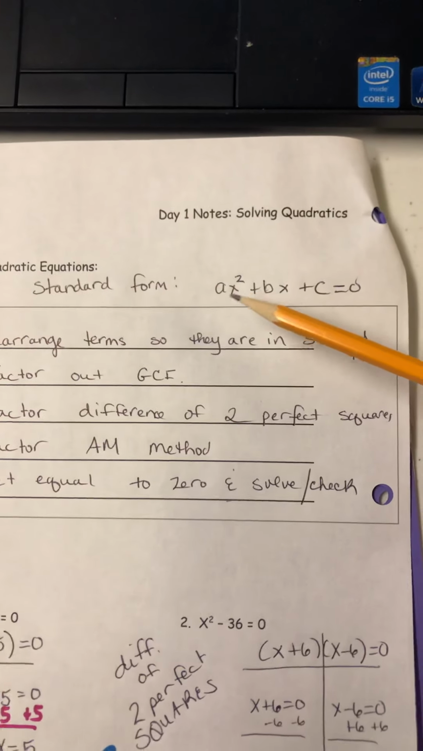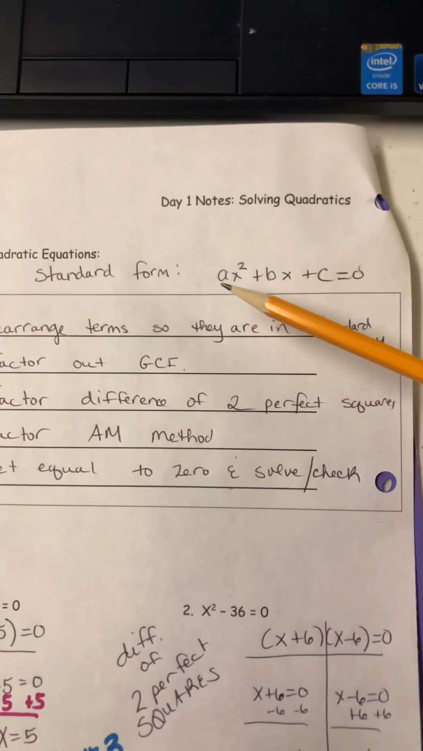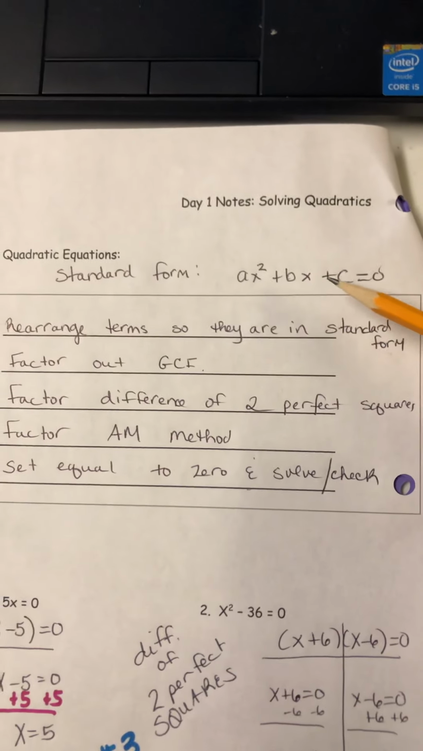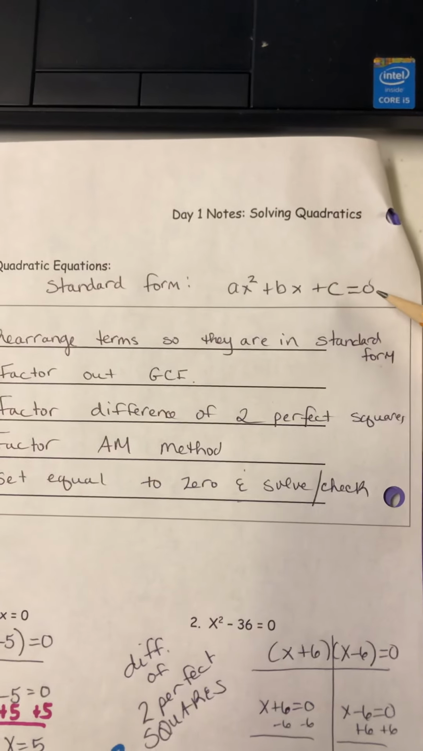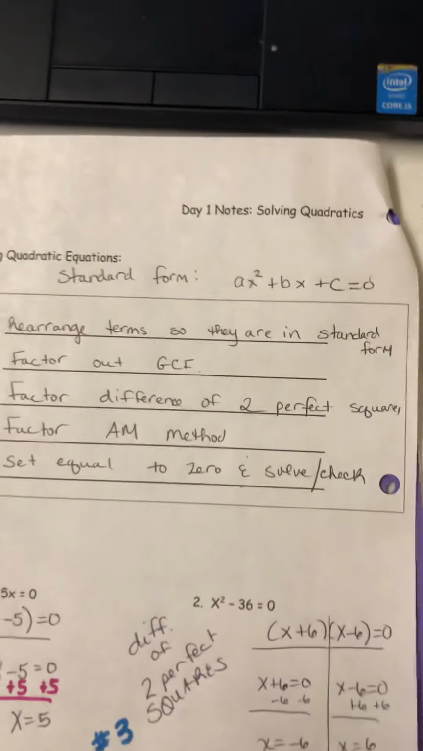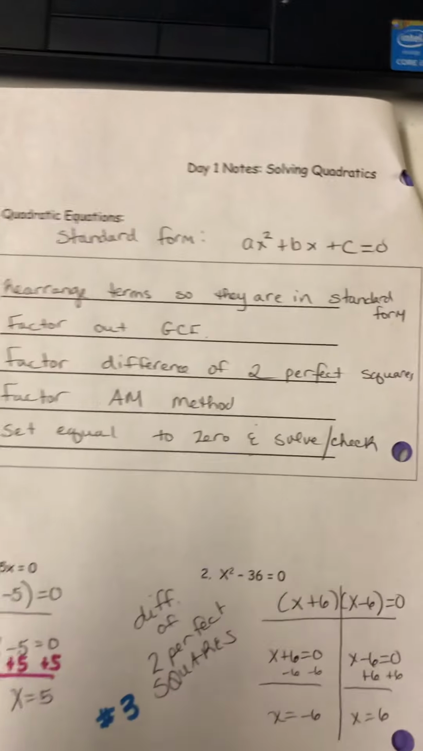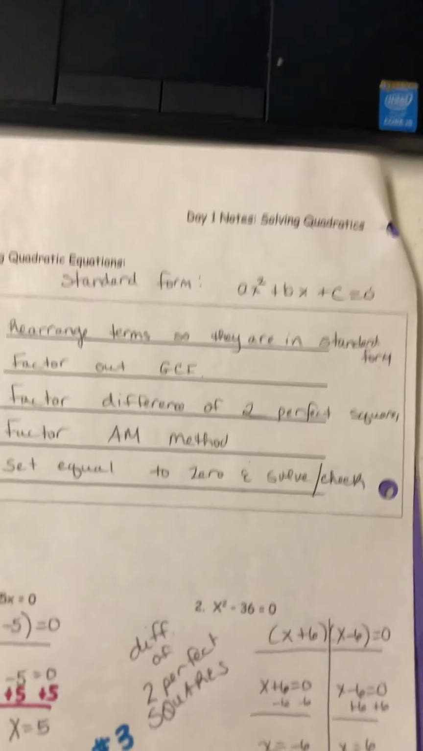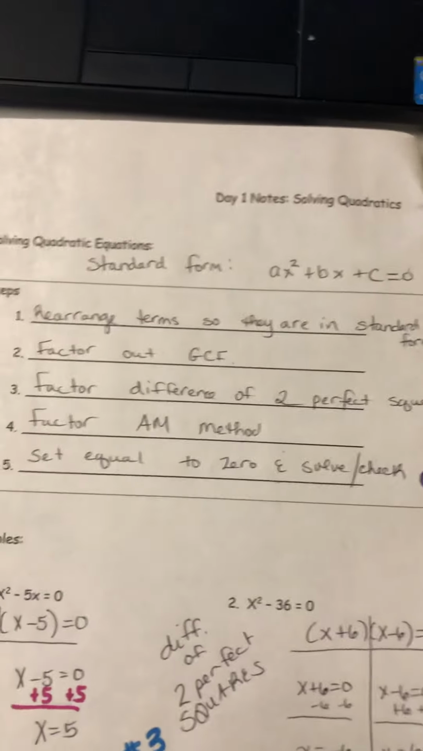So standard form for the quadratic equation would be ax squared plus or minus bx plus or minus c equals 0. We want to make sure this equals 0. Sometimes step 1 is already ready to go. But every now and again, you have to move your terms over, so you'll see a couple examples here.